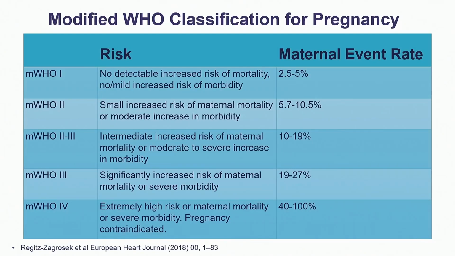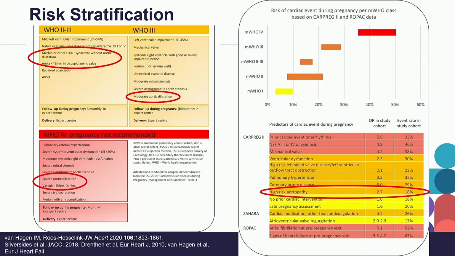So intermediate increased risk, significantly increased risk, and then that extremely high risk where pregnancy is contraindicated, although as we point out, patients will do what they want and get pregnant, and they don't really care what they tell you. And so how do these connective tissue disease patients, aortopathy patients, fit into this? So this figure is from a recent review on high-risk congenital cardiac conditions in pregnancy. And they listed it out with some of those relevant conditions, and I've circled the connective tissue and aortopathy ones.